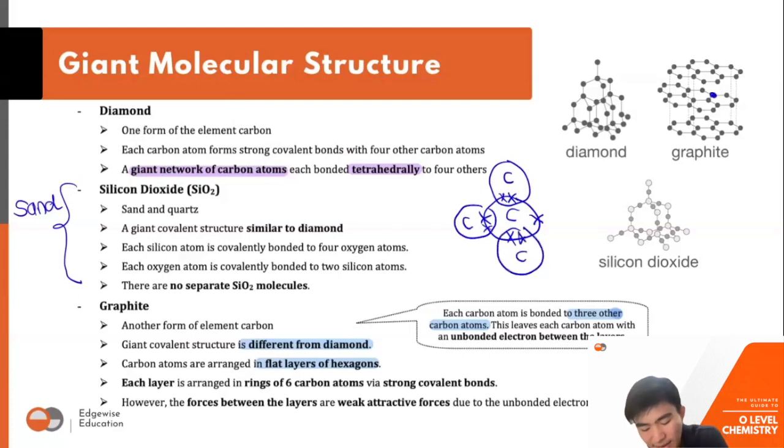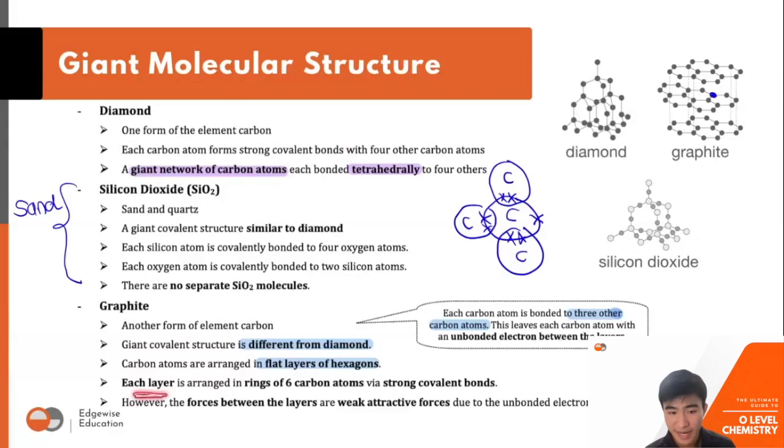Remember graphite, I draw for you. I bond to 3 friends. Remember, only 3 friends: 1 friend, 2 friend, 3 friend. Now, I have 1 electron left over here. What happens to this electron? It's just floating around, right? That makes graphite something that is very unusual and very powerful.